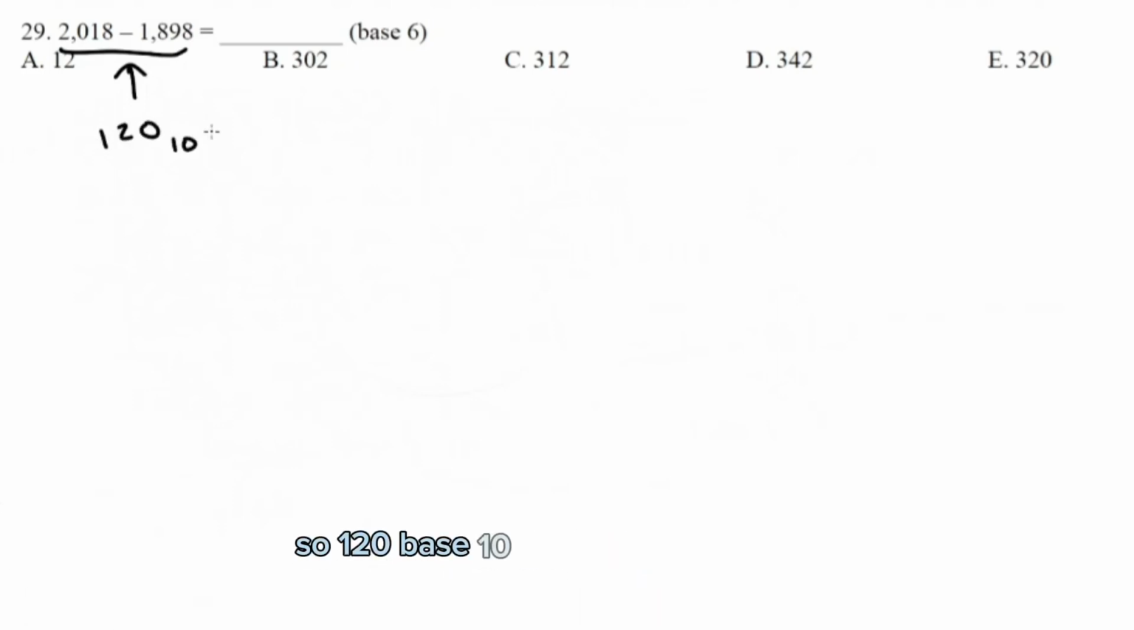Next, number 29. 2018 minus 1898 equals what in base 6? Alright, so this value right here is already in base 10. When you have a standard number, that's already base 10. So what is 2018 minus 1898? That's just 120. So 120 base 10 equals what in base 6? This is just a standard base conversion. I actually have a full video just on these base problems, which will be linked in the pin card at the top. But let's continue with this problem.